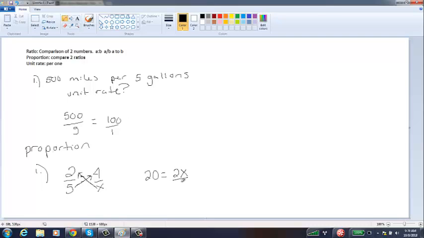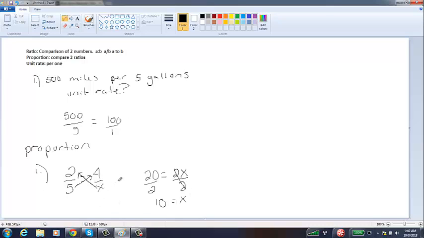So the opposite would be to divide by 2 to get the x by itself on both sides, so that this one becomes just 1x or x, and 20 divided by 2 would give us a 10. So our x would equal 10 here.